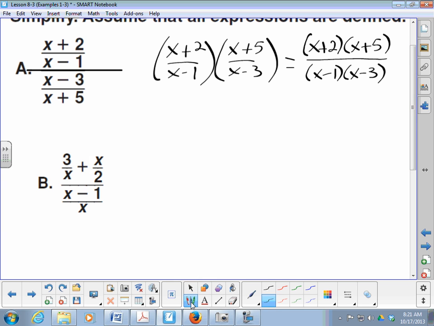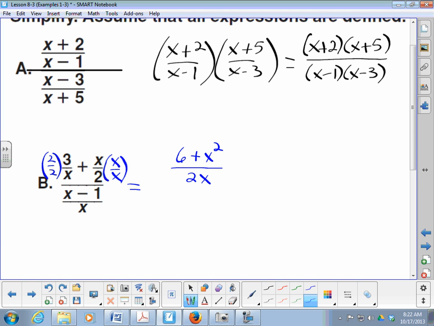So we have to multiply this by 2 over 2, right? And this one by x over x. So really, it's not so complex. It just has a little bit more work to it. So we get 6 plus x squared over 2x.